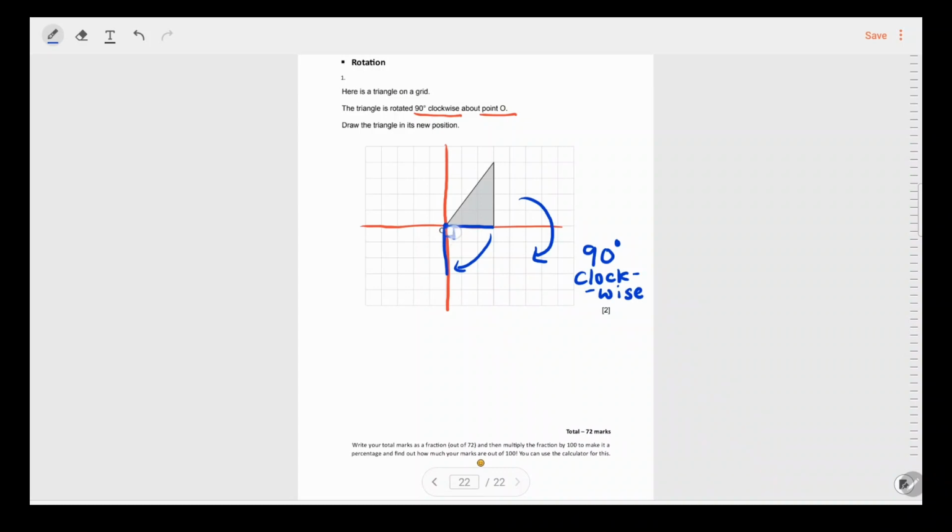You can see here how the angle formed between this is 90, right? And then when this line is rotated 90 degrees clockwise, it would end up like this. And when this line is rotated 90 degrees clockwise, it would end up like this. So your rotation would basically look like this.